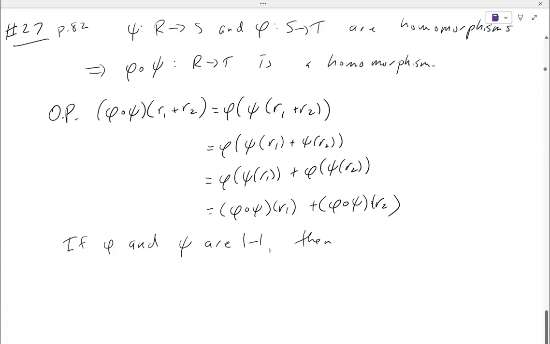What do we start with? If I want to show a function is one-to-one, what statement do we start with? If I wanted to show that, say, f is one-to-one, what would your first statement be that we're supposing? Yeah, suppose the outputs are equal, and then we get to the inputs being equal. So if we want to show that the composition is one-to-one, we would suppose that phi composed with psi of r1 equals phi composed with psi of r2.